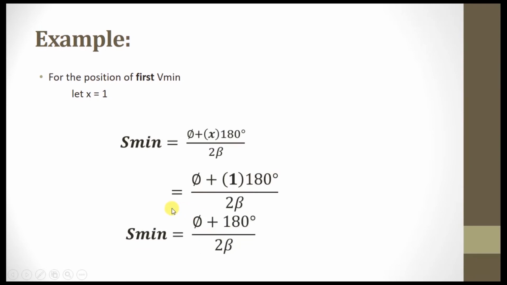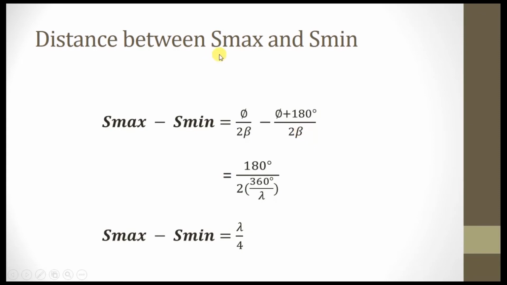Now for S min, since we are looking for V min, we will use x as a positive odd integer. Substitute x and then we will get this value. And then the last step is to get the distance between S max and S min, so we subtract the values we got earlier. And then our result is a quarter wavelength.